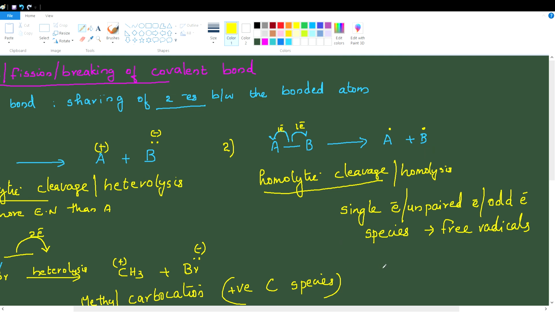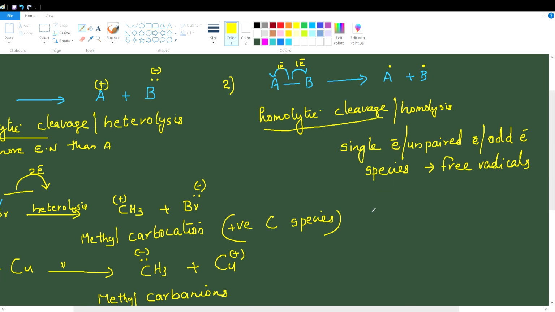Let's write an example. Let's take the chlorine molecule. Chlorine molecule we know is Cl2. There would be a covalent bond formed between two chlorine atoms, the Cl-Cl bond. The breaking of the Cl-Cl bond takes place either in the presence of heat or in the presence of light. Here the cleavage is homolysis. How to represent homolysis? By drawing a half-headed arrow, fish hook arrow, from the center of the bond towards the chlorine atom on the right side and towards the chlorine atom on the left side.